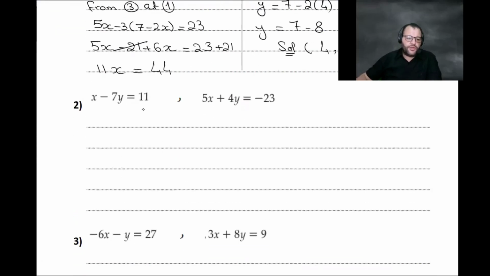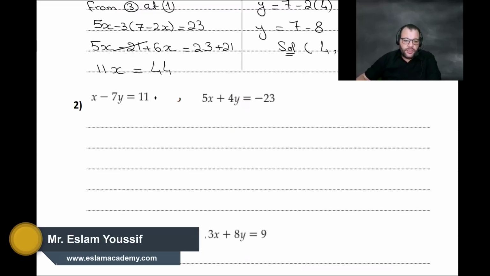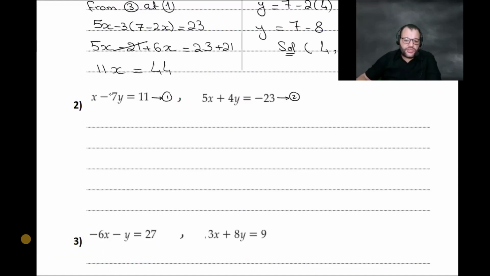Again, I will repeat for number 2. We try to find a variable that has coefficient equal to 1. That's equation number 1, and that's equation number 2. Which equation has a variable with coefficient equal to 1? Equation number 1. So from equation number 1, we have x equals 11 plus 7y, because we shift 7y to the other side, since it was negative, so it becomes positive 7y. And that will be equation number 3.